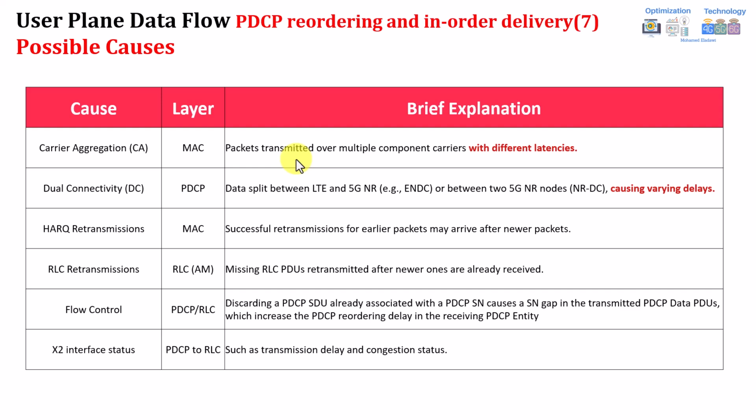And also the X2 interface, in the NSA scenario, for example, if the X2 is down or having problems or having a high delay or is congested, it can also increase the delay. So this can also lead to out of order delivery. This is again something from my own mind.